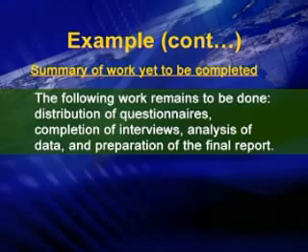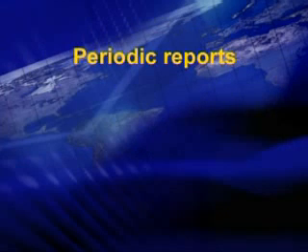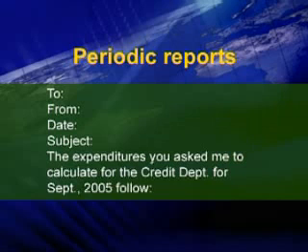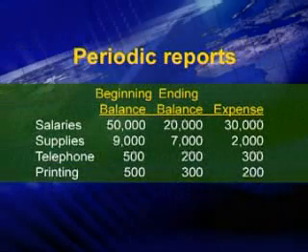Now again quickly let me tell you कि periodic reports जो कि आपने regular भेजनी है उसका format क्या होगा? Same. To, from, date, subject is the same. And straight away put just one line. The expenditures you asked me to calculate for the credit department, ये मतलब सितंबर में हमने कितना एक्सपेंडिचर किया, फॉलो. आपने सैलरीज, सप्लाईज, टेलीफोन, प्रिंटिंग का एक कॉलम रखा. बिगनिंग बैलेंस आपका क्या था, आपका एंडिंग बैलेंस क्या है, आगे आपने अपने एक्सपेंसेस शो कर देने. वेरी सिंपल. आपने कोई इसमें सैल्यूटेशन नहीं, कोई क्लोजिंग नहीं. This is how the period, because ये पीरियोडिकली आपने भेजते जाना.